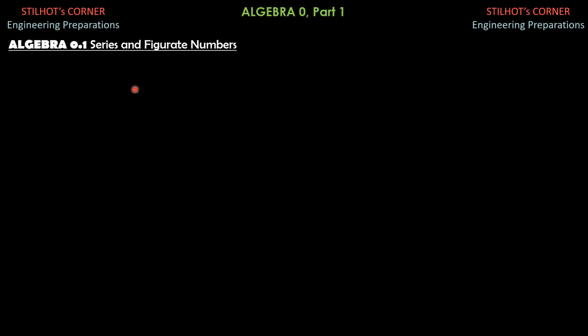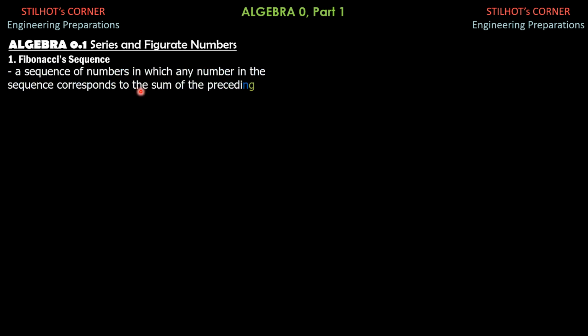The first one is the Fibonacci sequence, which is defined as a sequence of numbers in which any number in the sequence corresponds to the sum of the preceding two numbers. And it's important that you are familiar with the first two numbers, and from there apply this principle of the definition of the Fibonacci sequence.